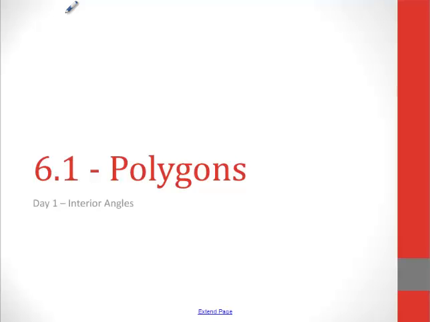Alright, so this video starts off chapter 6. We're starting with 6.1. It's going to talk about polygons with different angles inside the polygons, but then after 6.1, we're going to take a different turn and look just at quadrilaterals alone. So 6.1 is going to kind of be like a standalone section.